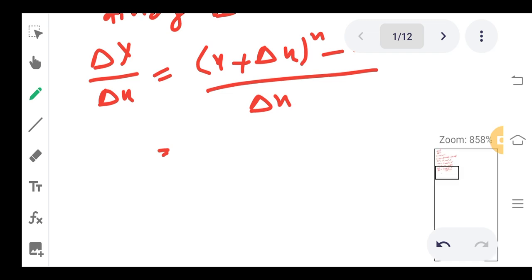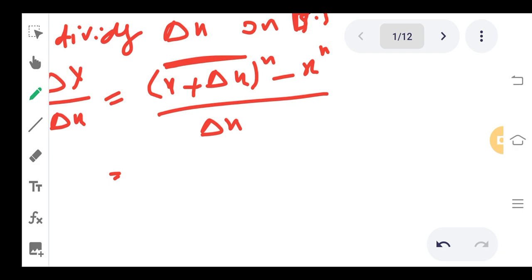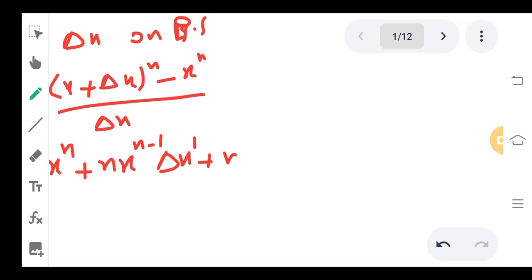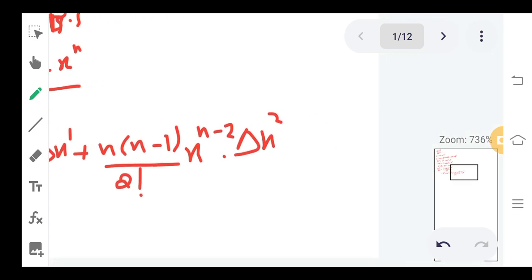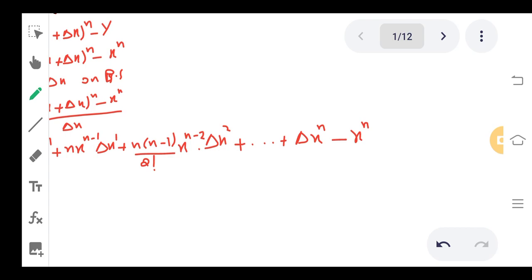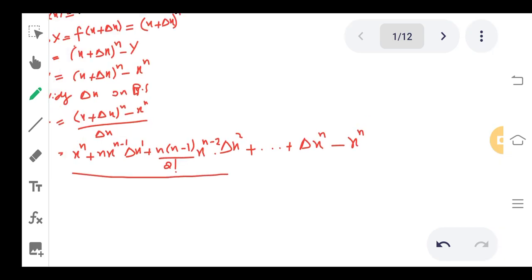So now we can expand this term by the binomial theorem, which will be equal to x power n plus n times x power n minus 1 delta x power 1 plus n into n minus 1 upon 2 factorial into x power n minus 2 delta x power 2 and so on till the delta x power n, and the last term here will be the delta x power n. In the division we can write here delta x.